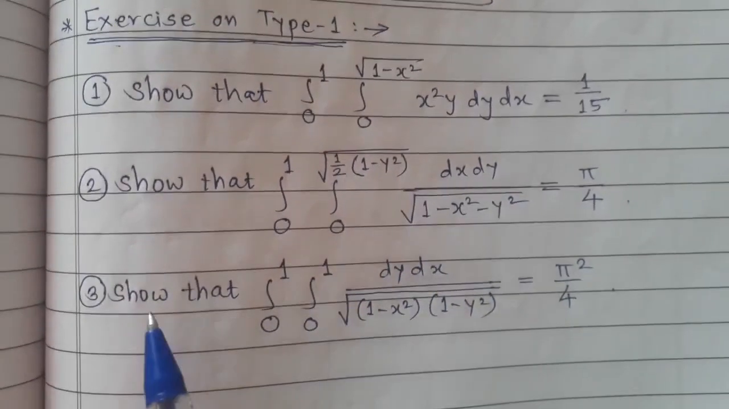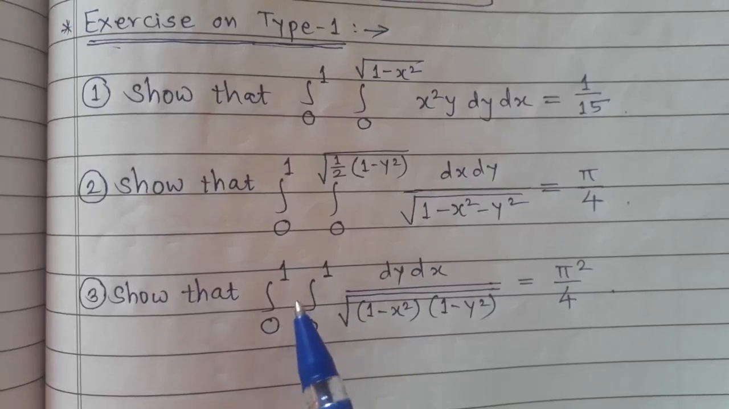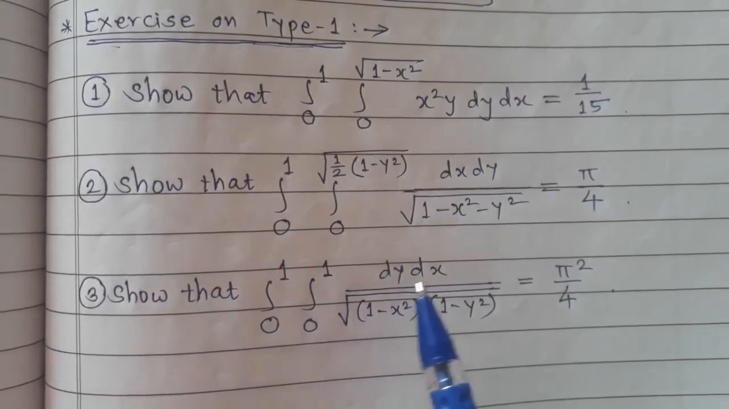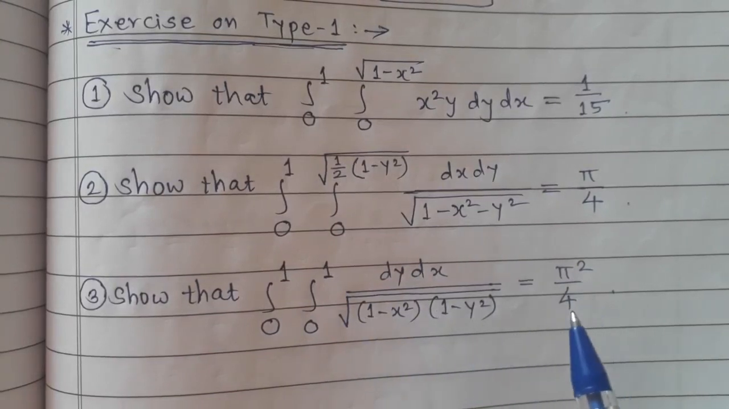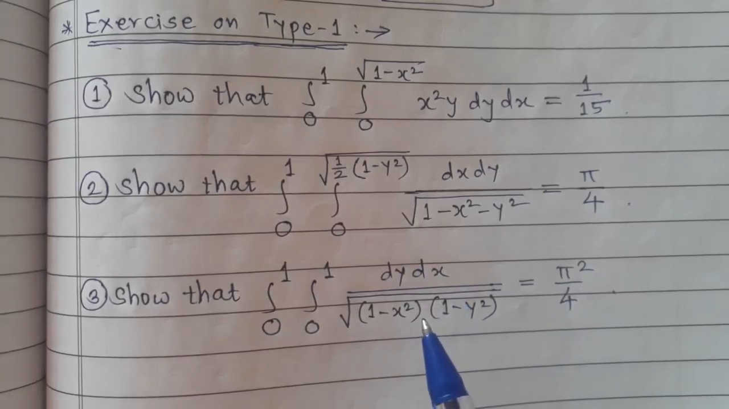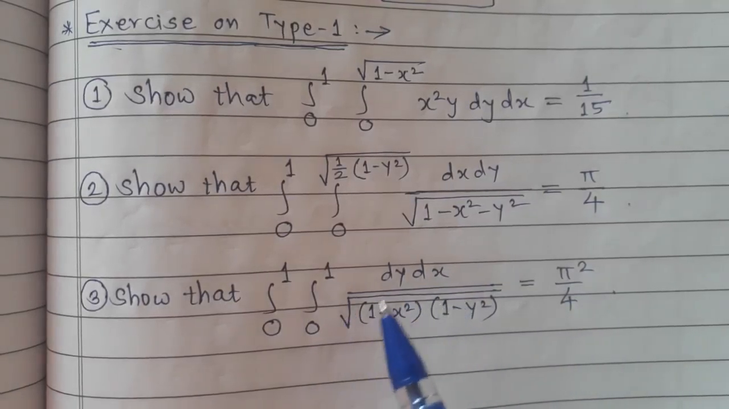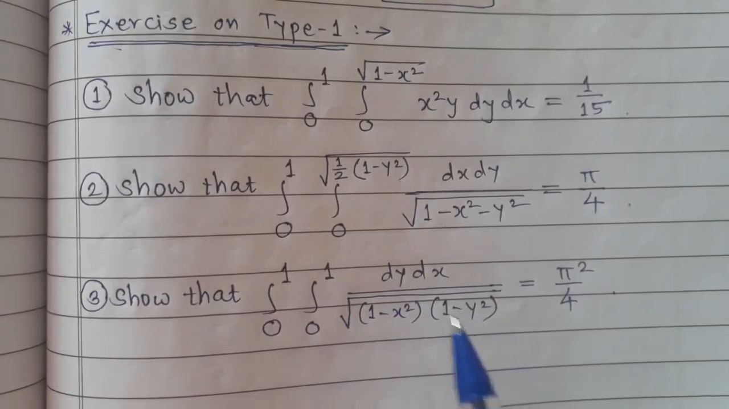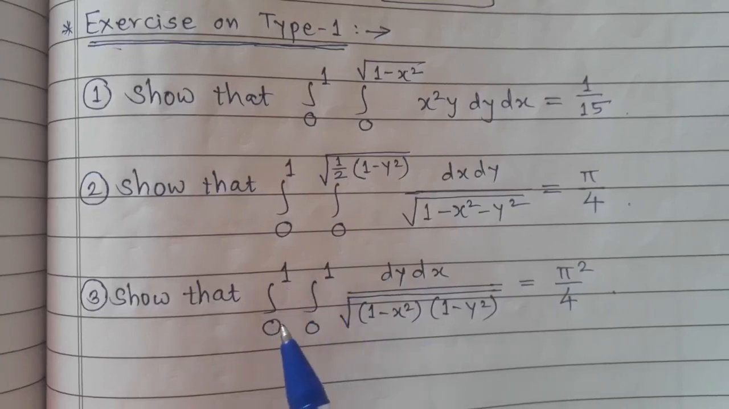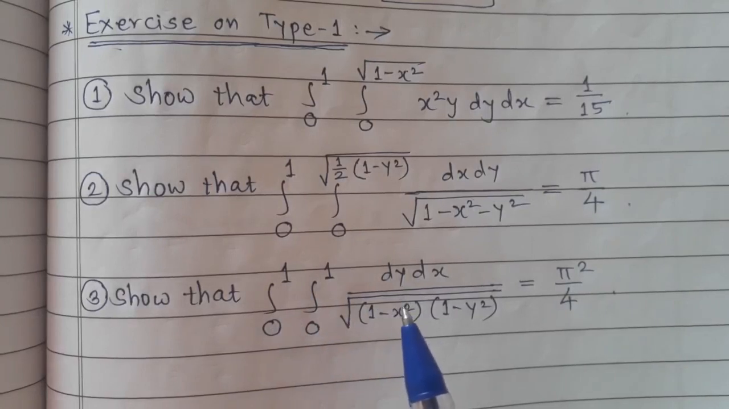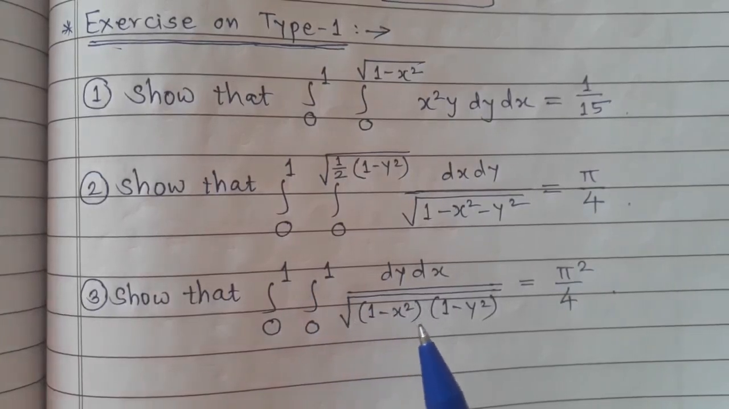Next is, show that integration from 0 to 1, integration from 0 to 1 dy dx upon root of 1 minus x square into 1 minus y square is equal to pi square by 4. So just as our last problem, third problem, you can solve this because variables are easily separable here. Root of dy by root of 1 minus y square and dx by root of 1 minus x square, both the limits are same, therefore one limit set you can consider for x, other limit set you can consider for y. So you can solve this by using the product of two single integrations.